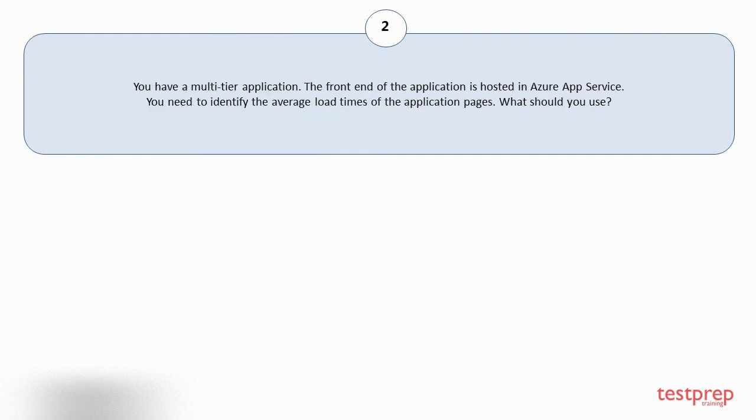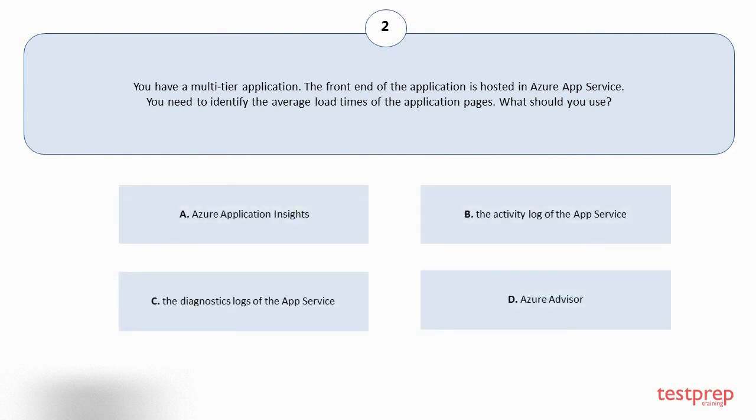You have a multi-tier application. The front end of the application is hosted in Azure App Service. You need to identify the average load times of the application pages. What should you use? Your options are: A. Azure Application Insights. B. The activity log of the app service. C. The diagnostics logs of the app service. D. Azure Advisor. The correct answer is option A.